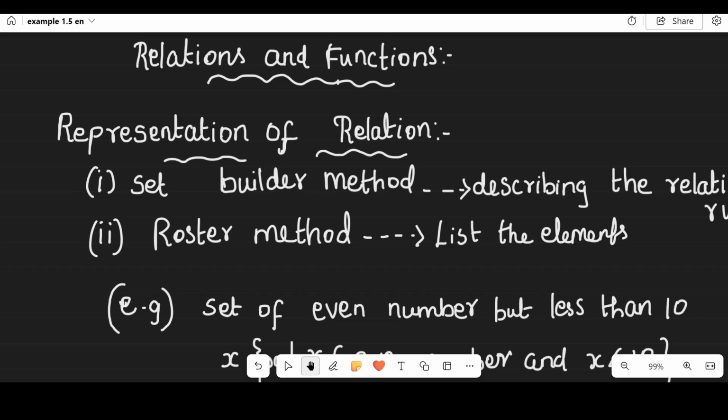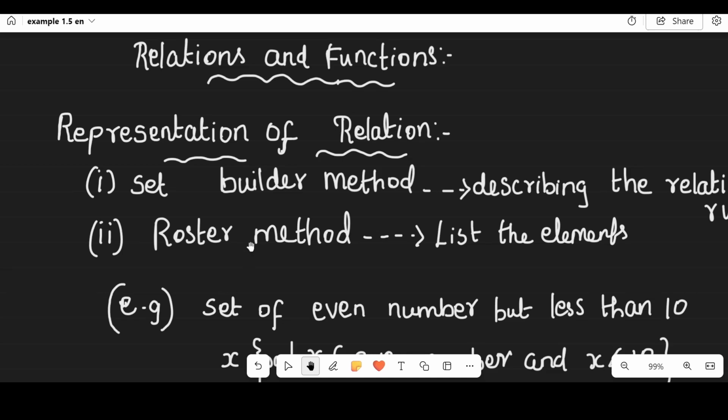In this video, we are going to learn the representation of relation. From the previous video onwards, we had started learning the new concept, that is relation. In that video, we had learned what a relation is. Here in this video, we are going to learn the representation, how we can represent the relation.